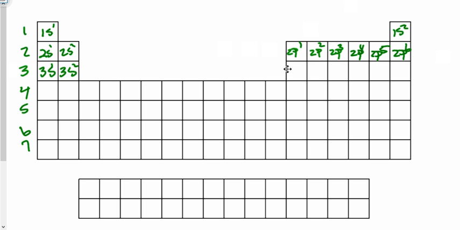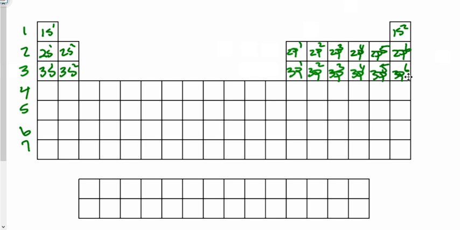If I was to continue, this would be 3p1, this would be 3p2, 3p3, 3p4, 3p5, and this would be 3p6. So notice that the horizontal row number, the period number, is what number goes in front. And again, these will all be s1s, these will all be s2s, etc. Please remember, when I write 3p6, that really means 1s2, 2s2, 2p6, 3s2, 3p6.